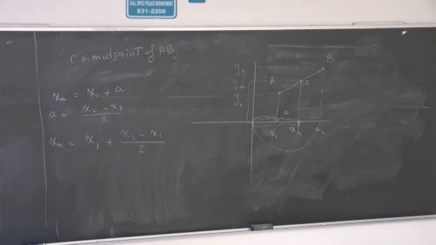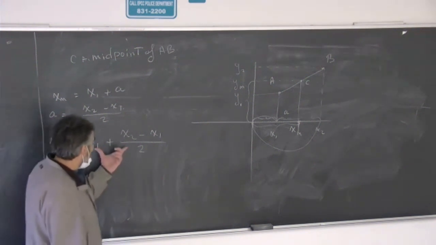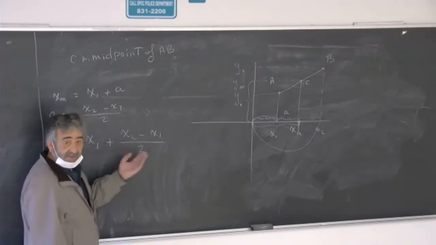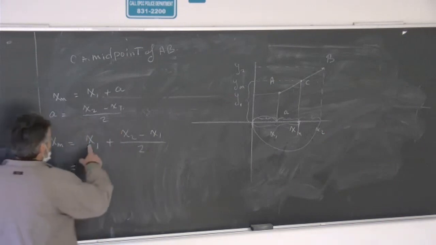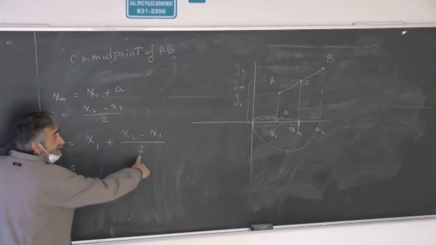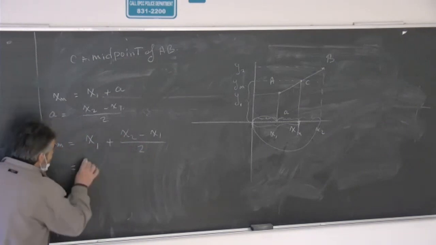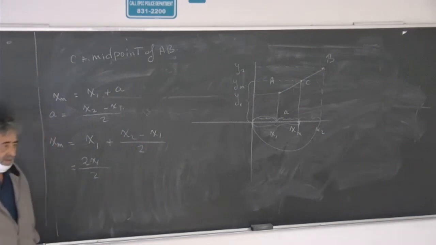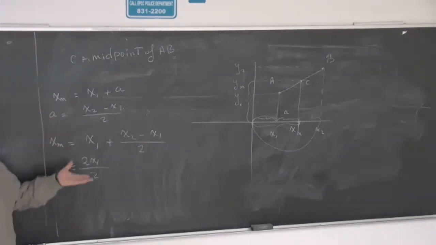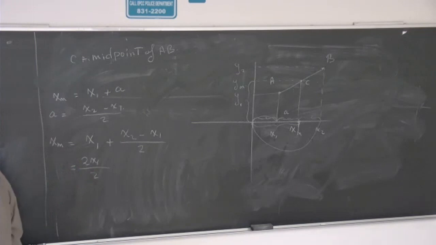Yeah? So for a second, any questions? No? Now, in order to add these, you need a common denominator, because those two are fractions, yes? So I'm going to rewrite that. Instead of saying x1, because I want to use a denominator 2, I can say this is 2x1 over 2. Correct? And 2 over 2 is what? 1. So that's still x1, right?